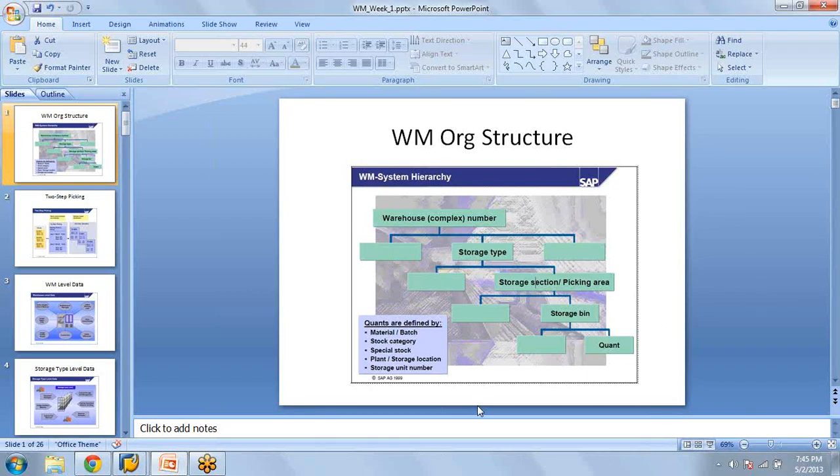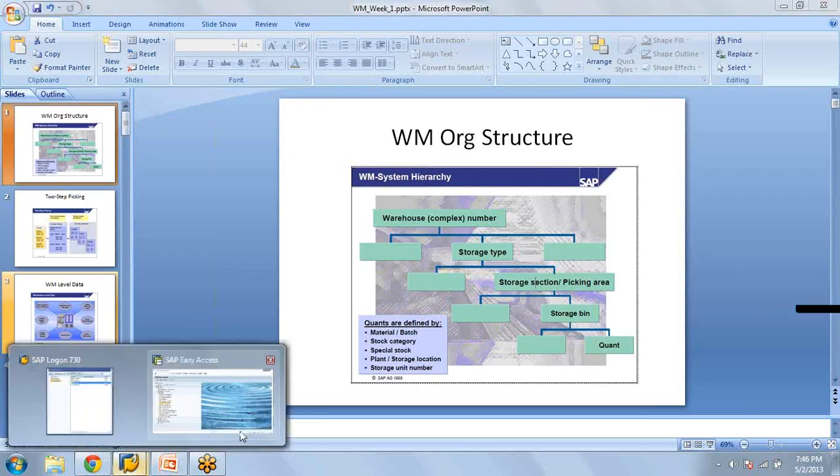But mainly, it is only when you activate the storage unit management. Normally, the main characteristics which make you create a quant are these 6. Understood? We haven't covered storage unit management yet. Probably we'll try to complete it today. We'll see how the batches are updated at the WM level. I'll show you.